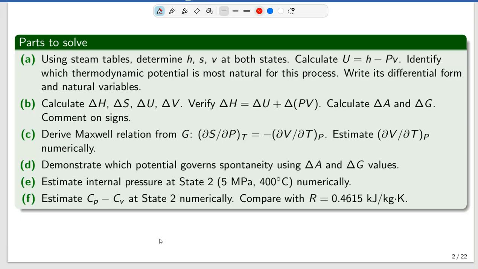We will use a thermodynamic tool called Gibbs free energy, and we will calculate 6 different things, including how enthalpy changes, how entropy changes, what happened to the internal energy, and how the specific heat Cp and Cv are related for real steam at high pressure. Every step will be explained clearly.